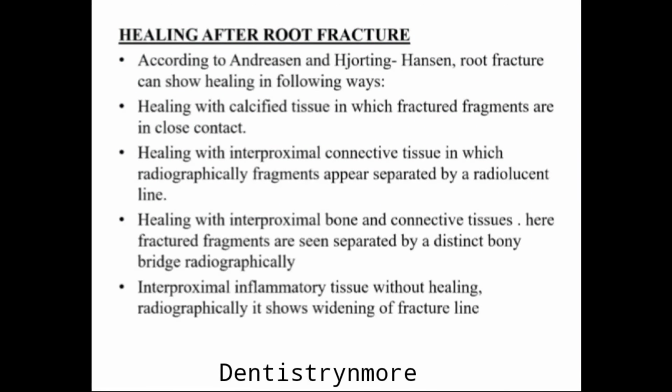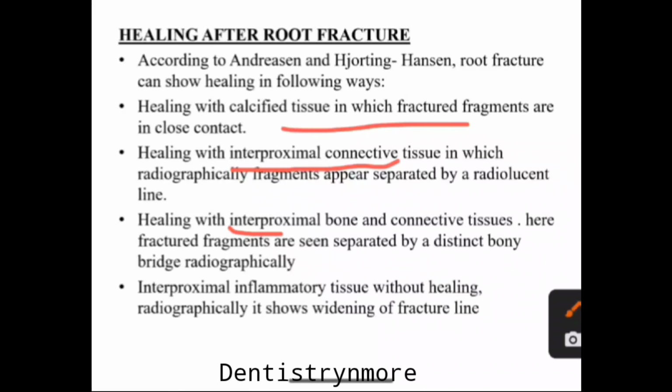Now we are moving to healing after root fracture. Root fracture shows healing in the following ways: healing with calcified tissues, in which fractured fragments are in close contact; healing with interproximal connective tissue, in which radiographically the fragments appear separated by a radiolucent line; and healing with interproximal bone and connective tissue, where the fragments are separated by a distinct bony bridge. Lastly, interproximal inflammatory tissue without healing, which radiographically shows widening of the fracture line.